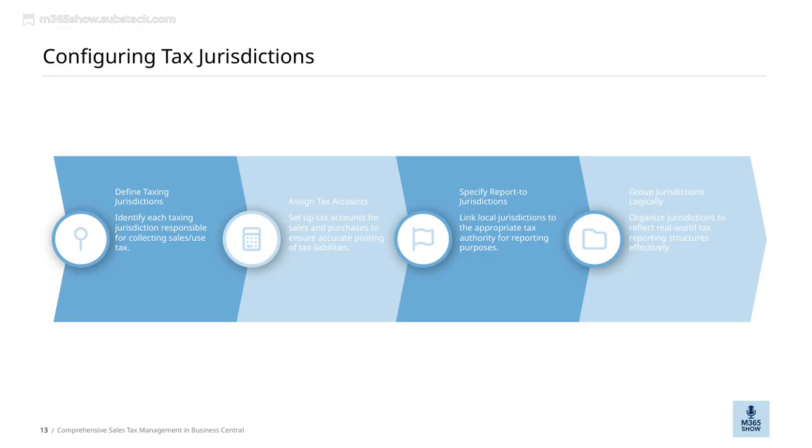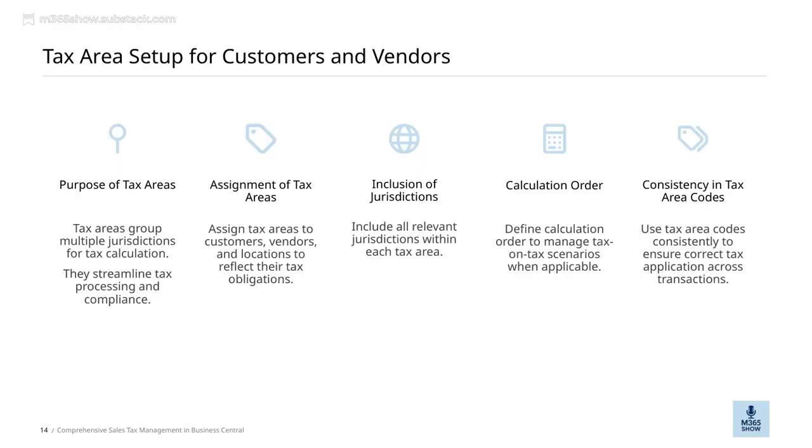Finally, it's important to identify each taxing jurisdiction responsible for collecting sales or use tax. Defining these jurisdictions clearly helps avoid mistakes and ensures that the right authorities are credited with the collected taxes. All these steps together create a solid structure for managing your tax reporting effectively, aligning your business operations with the actual tax regulations.